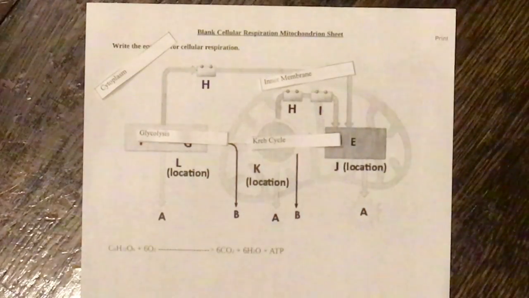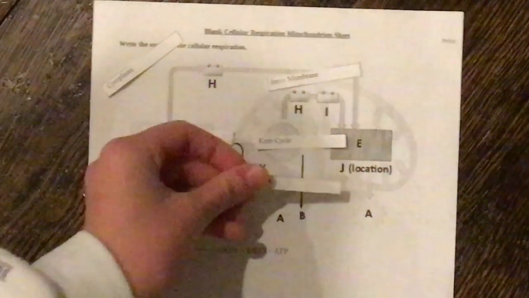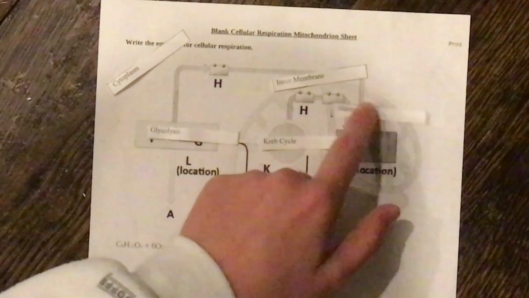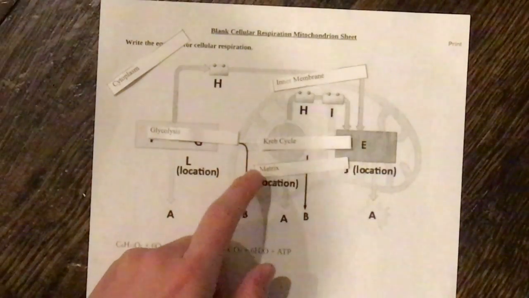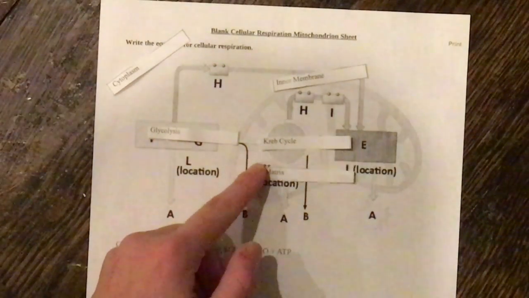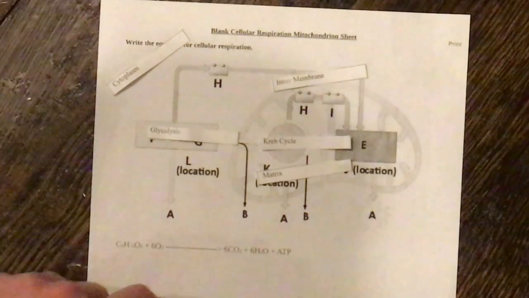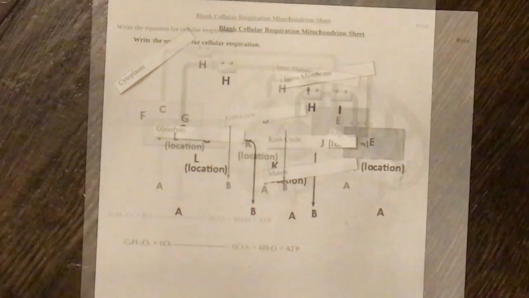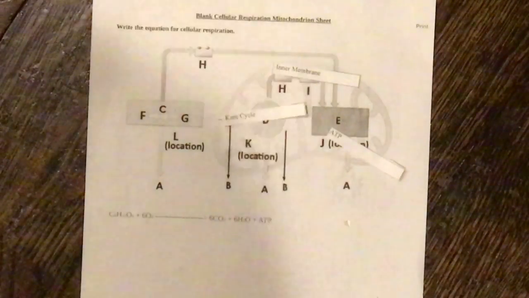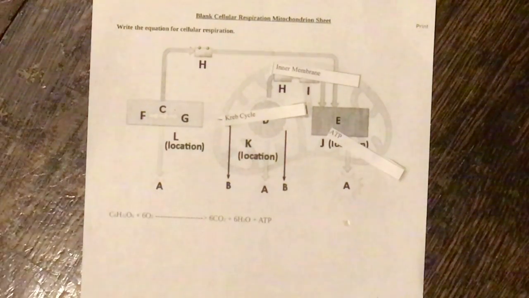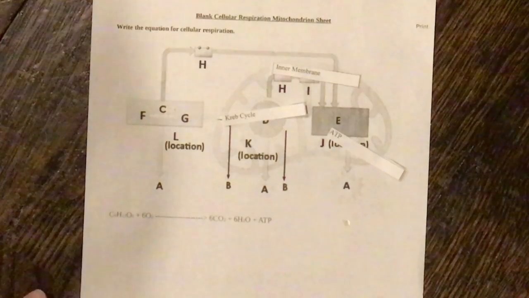The matrix is the gel-like material where the Krebs cycle takes place. It is kind of the inside of the mitochondria, everything inside the inner membrane. It is very important because it's used as a medium for the Krebs cycle to take place. ATP is produced by the citric acid cycle, or the Krebs cycle, and is made for each molecule of glucose.